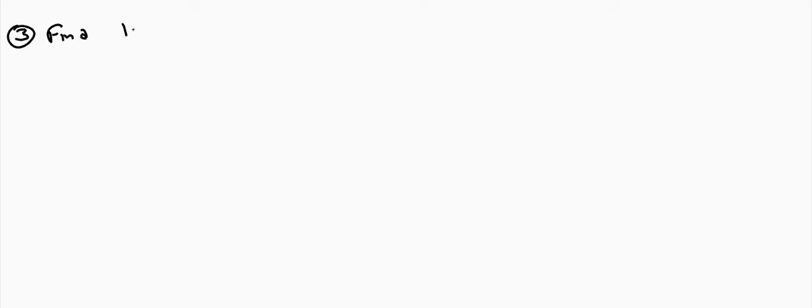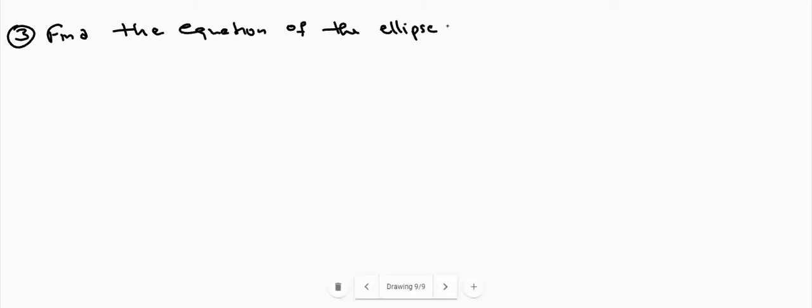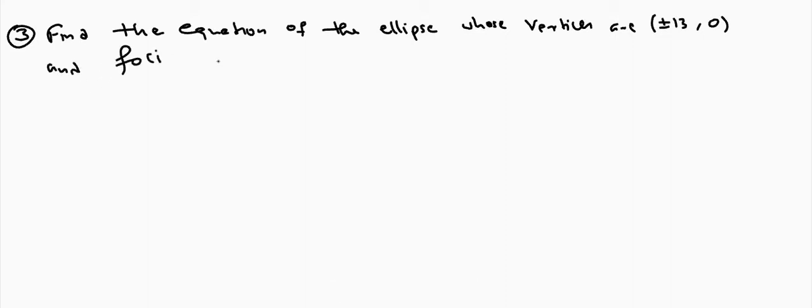Find the equation of the ellipse. In question number 1 and 2, the equation of the ellipse was given and we found the vertices, center, foci and equation of major axis, minor axis, etc. Here we have to find the equation of the ellipse whose vertices are plus or minus 13, 0 and foci plus or minus 5, 0.